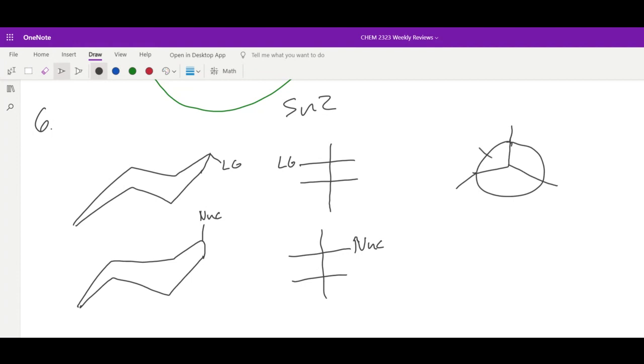And then lastly, which I think is the harder one, is Newman projections. Hydrogen here, methyl. I have my leaving group here, hydrogen, methyl.